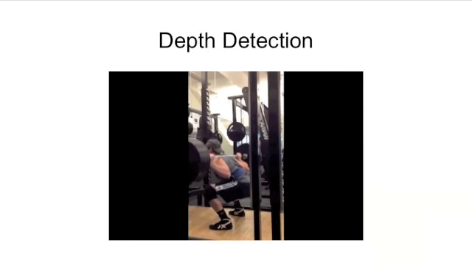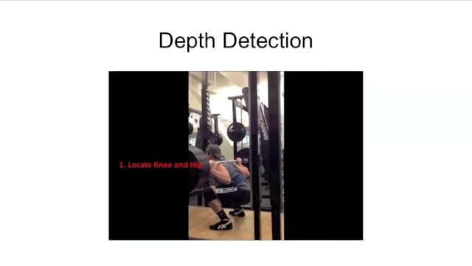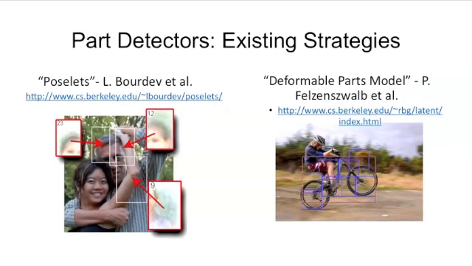Automatic squat depth detection can be broken into 2 parts. First, the localization of the knee and the hip, and second, determining the knee to ground and hip to ground distances. In this project, I focused on the first step. 2 existing approaches to part detection are poselets and the deformable parts model. For my implementation, I roughly followed the deformable parts model with some specializations.